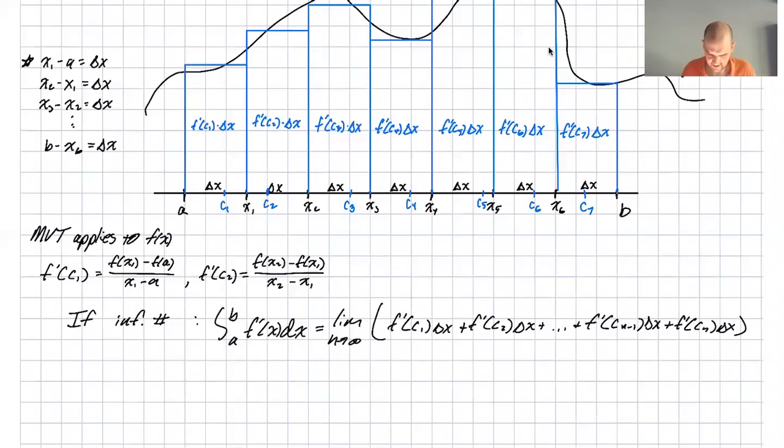Okay. Now, what is going to happen here? Well, what's going to happen is I'm going to replace f prime of c1 with this, f of x1 minus f of a over x1 minus a.